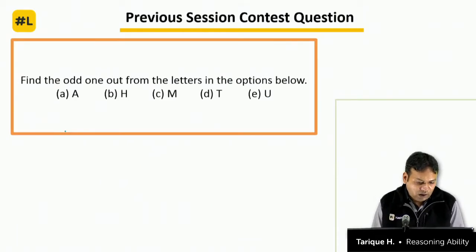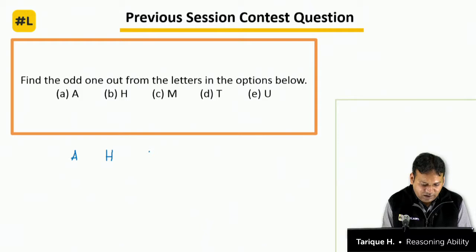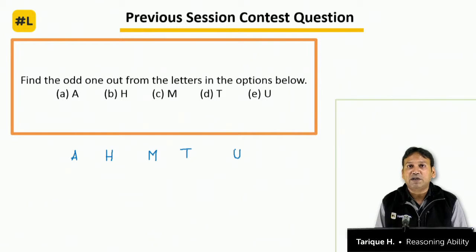Now we will see the previous session contest question. Find the odd one out from the letters in the option below. We have letters A, H, M, T and U. Now the odd one out here, 2 vowels are there, 3 consonants are there, so we can definitely not solve this based on vowels and consonants. The logic used for this question is based on the mirror image of the letters in the question.